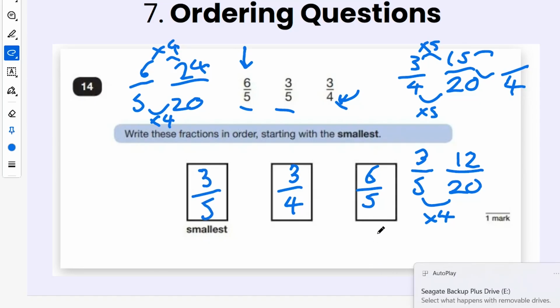So in order to solve this, I've had to turn them all into the same denominator, which is 20ths. Quite long. And again, only 1 mark awarded for that. You could even have a guess by seeing that that's improper, so it's probably the biggest. And then these two, usually the smaller the denominator, the bigger the fraction. So that's another way you can work it out. I just like to know for sure that I've got it right.